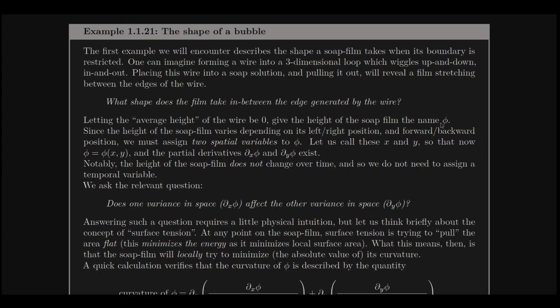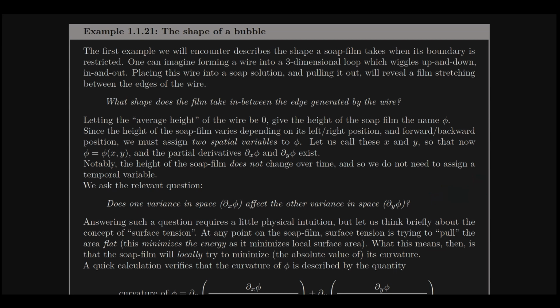Since the height of the soap film varies on the left-right position, as well as the forward-backward position, we have to assign 2 spatial variables. So let's go back. I'm going to put my wire. This is my 0 for height. Imagine my wire revolves around this 0 for height, and the soap film comes through like this. Then the soap film can change in the left-right direction, and it can change in the forward-backward direction, and then it also changes its height, but the height we've given the name phi. Okay, so phi, the height, cares about the left-right direction, it cares about the forward-backward direction. Phi is a function of x and y.